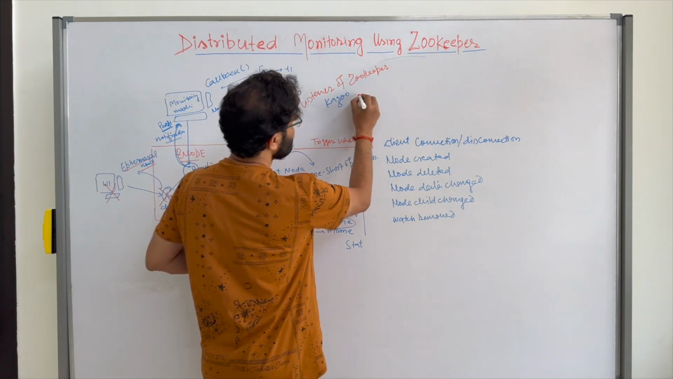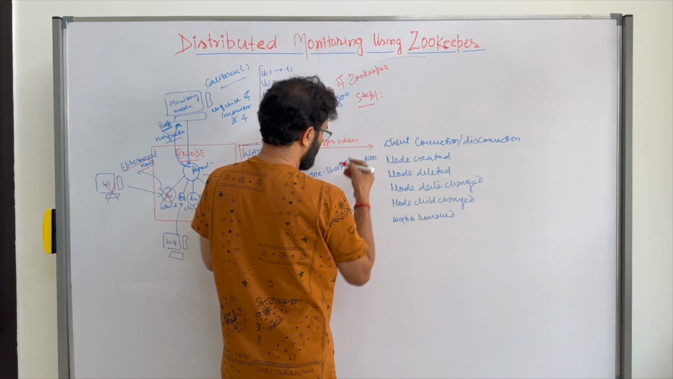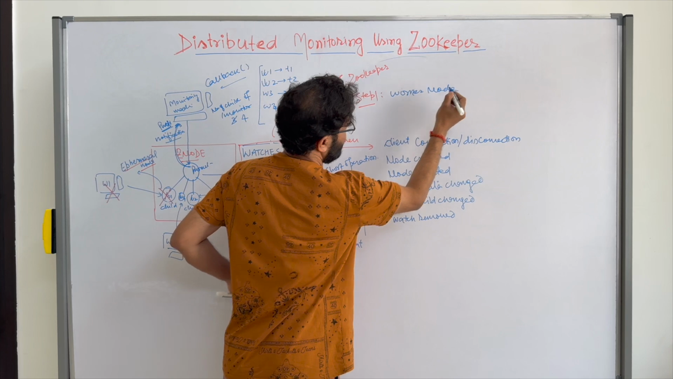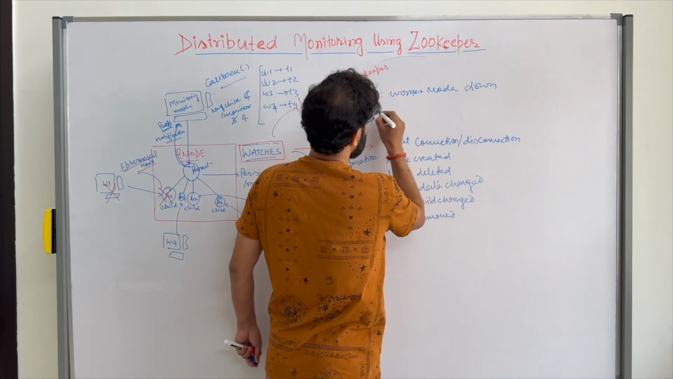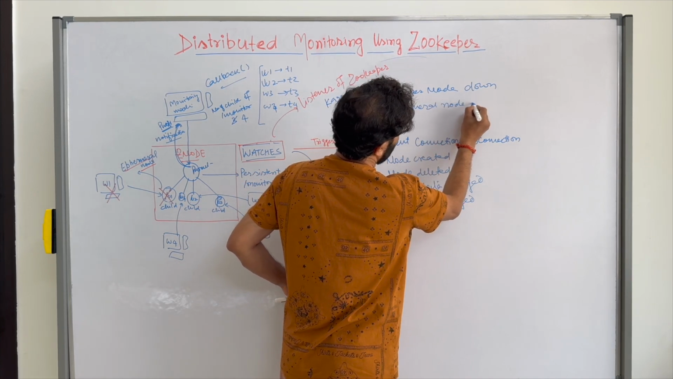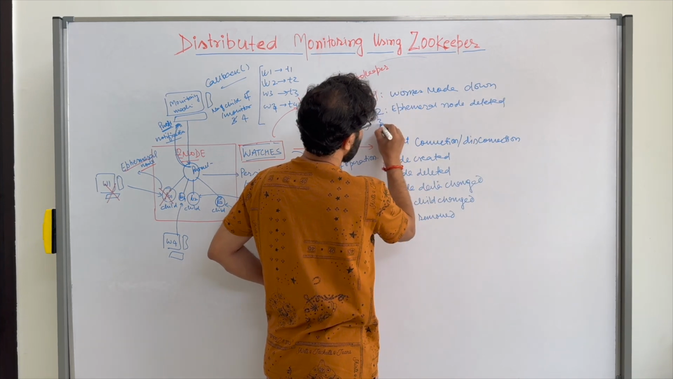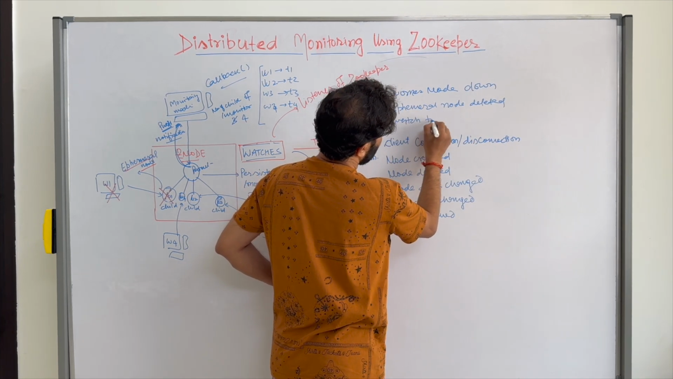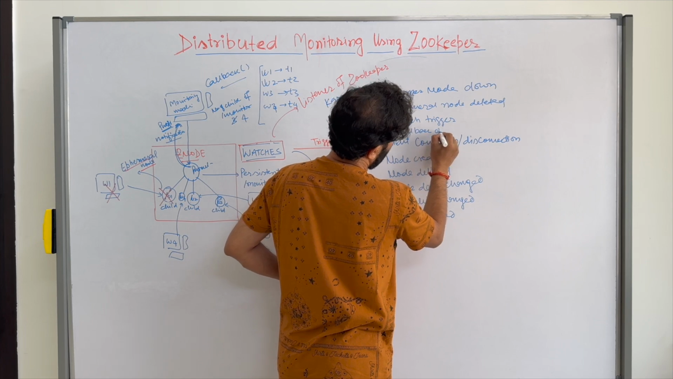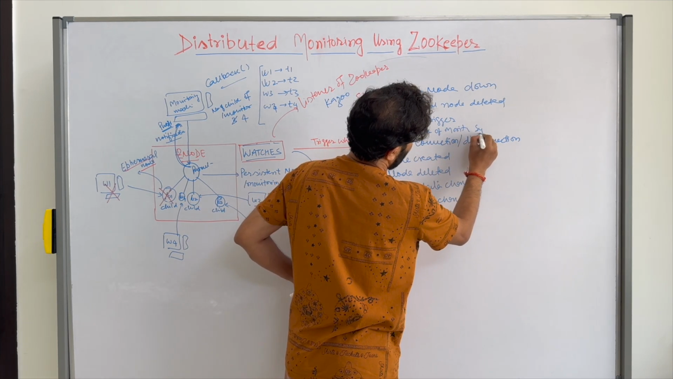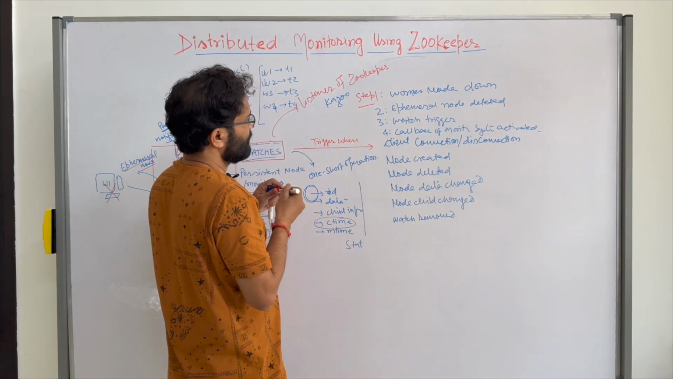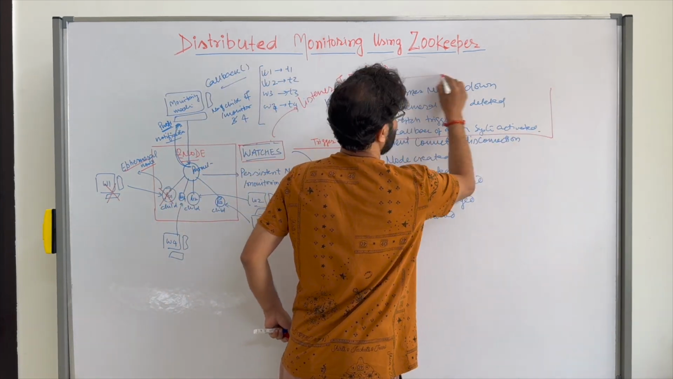So what are the steps? Step 1: the worker node goes down. Step 2: the ephemeral node is deleted. Step 3: the watcher triggers. Step 4: the callback method of the monitoring system is activated. These are the 4 steps by which all your logic will work.